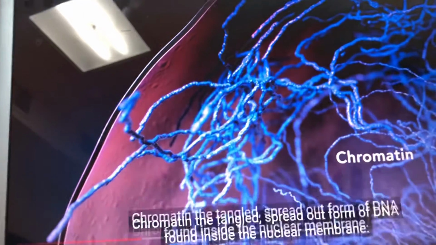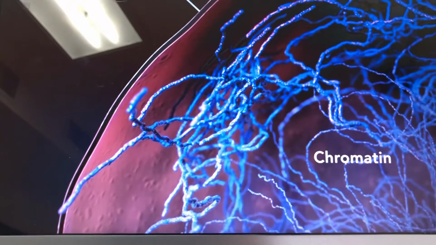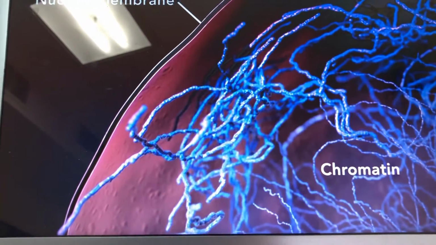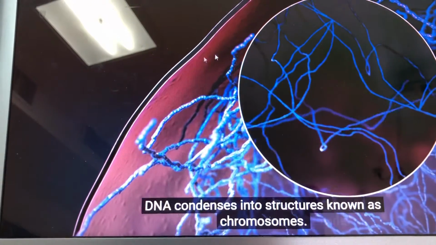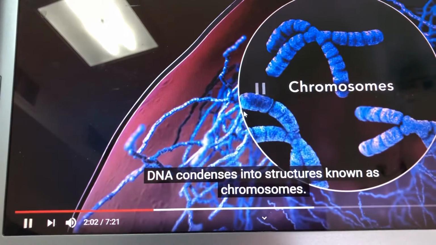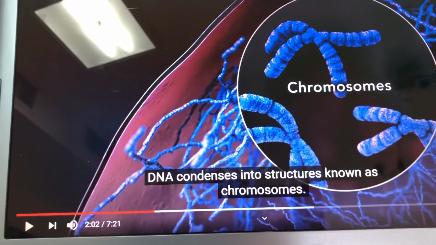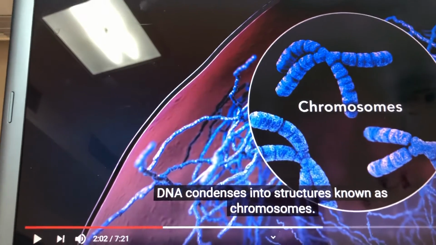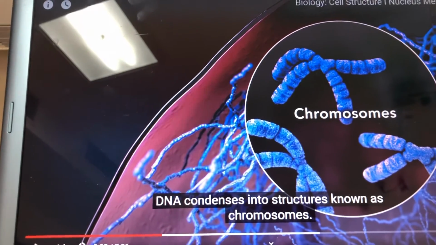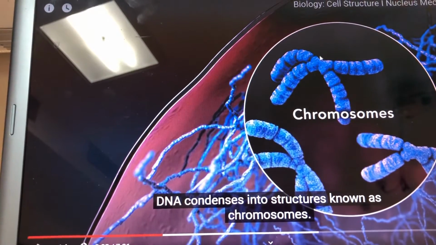Chromatin is the tangled, spread out form of DNA found inside the nuclear membrane. When a cell is ready to divide, DNA condenses into structures known as chromosomes. So DNA will be in the form of chromatin, and when the cell is ready to divide, the DNA will condense into structures of chromosomes.